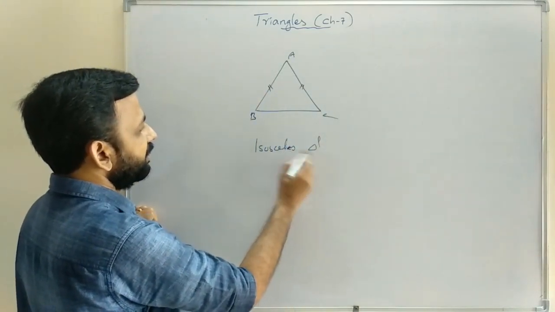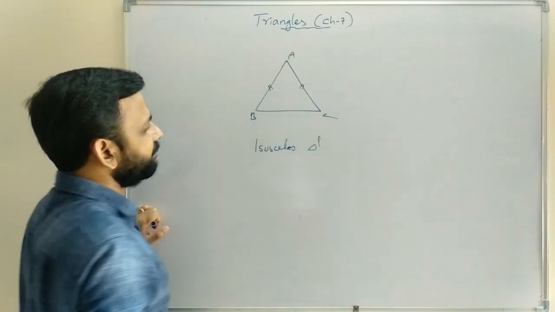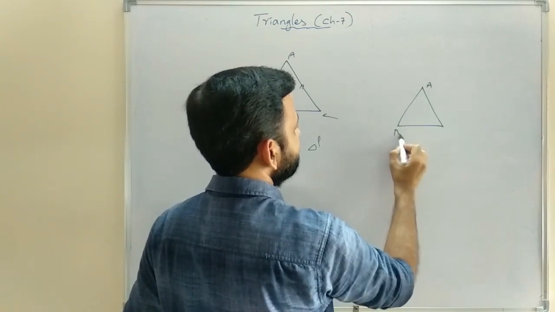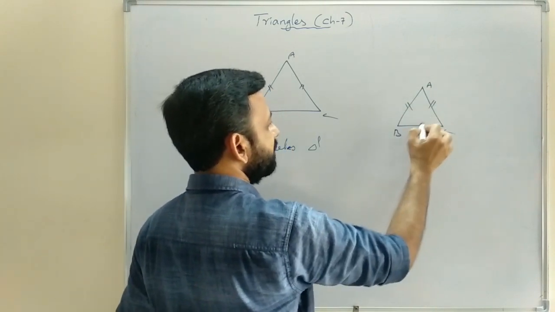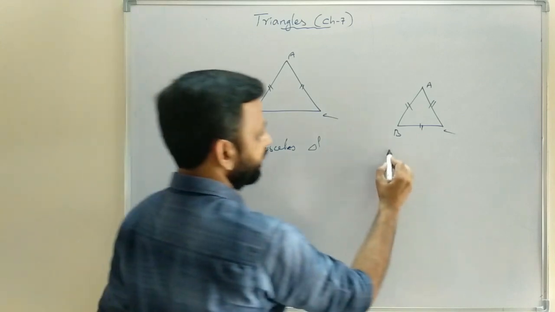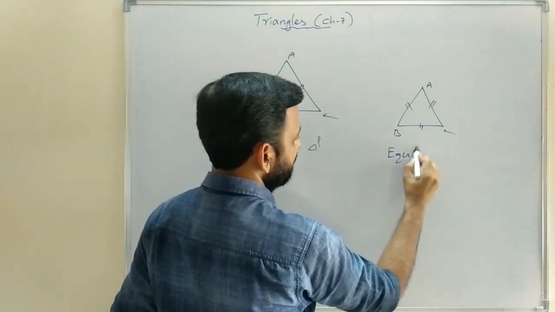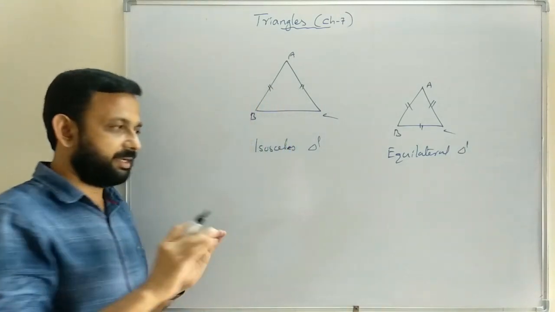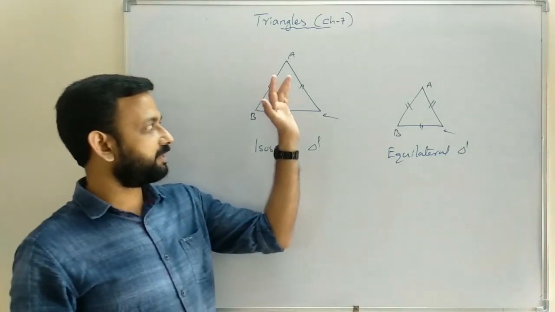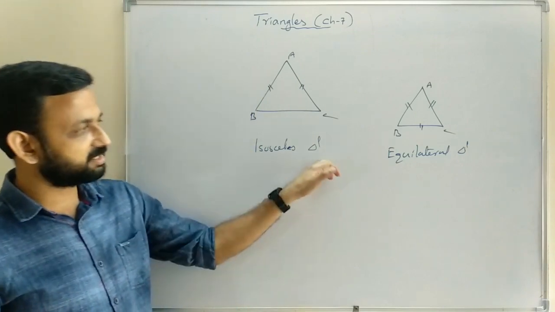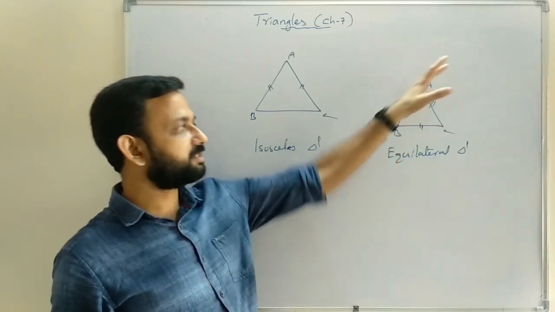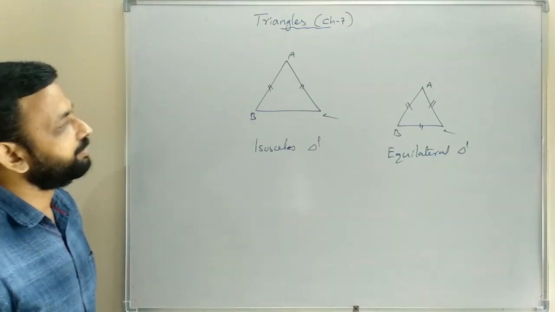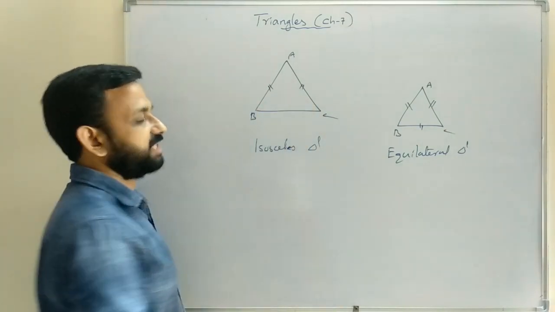And if all sides of triangle ABC are equal, then that triangle is called an equilateral triangle. In a triangle, if two sides are equal, then it is an isosceles triangle. A triangle in which all sides are equal is an equilateral triangle. Then we have two properties related to isosceles triangle.